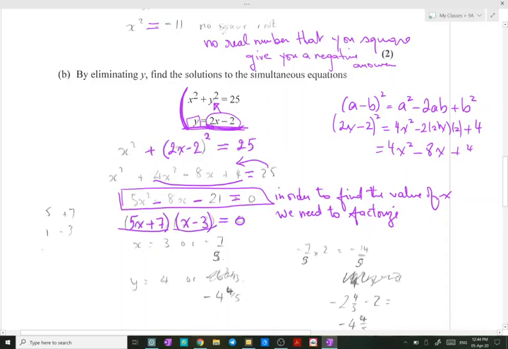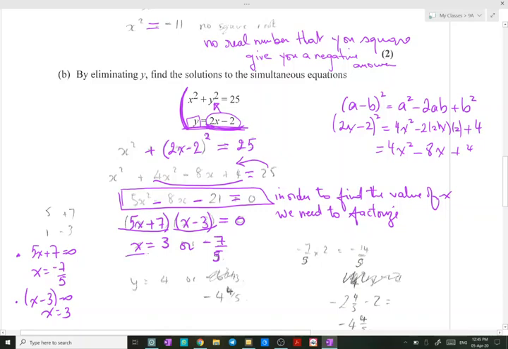So we take the first factor equal to 0 and then the second factor equal to 0. Therefore, 5x plus 7 equals 0. So x is minus 7 over 5. And the next one, it's x minus 3 equals 0. So x is 3. So x equals 3 or minus 7 over 5.